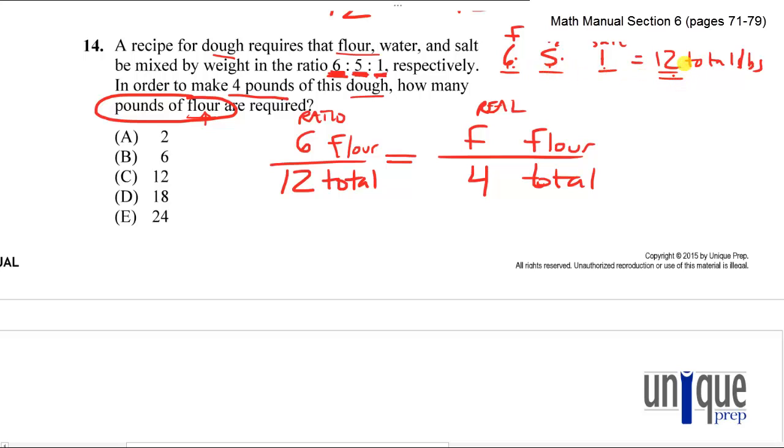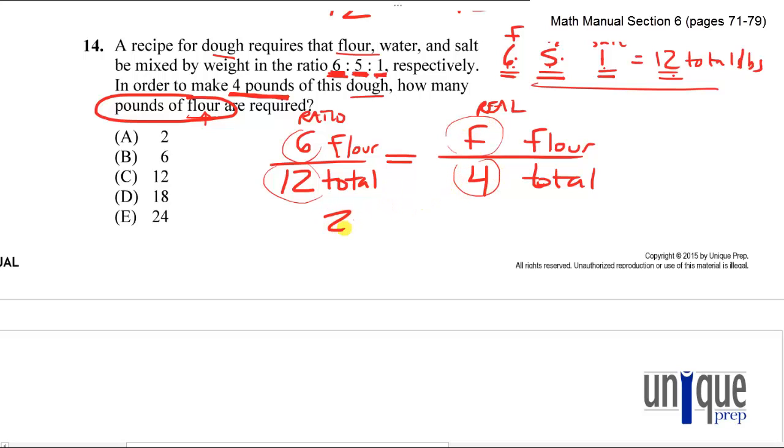So if we were making 12 pounds of dough, we would have 6 pounds flour, 5 pounds water, 1 pound salt. But we're not making 12 pounds of dough here. We're making 4 pounds of dough. So that's what my ratio represents, that I would have 6 pounds of flour out of 12 pounds total. It's what we just went over up here. And now I want to know how many pounds of flour out of 4 pounds of dough.